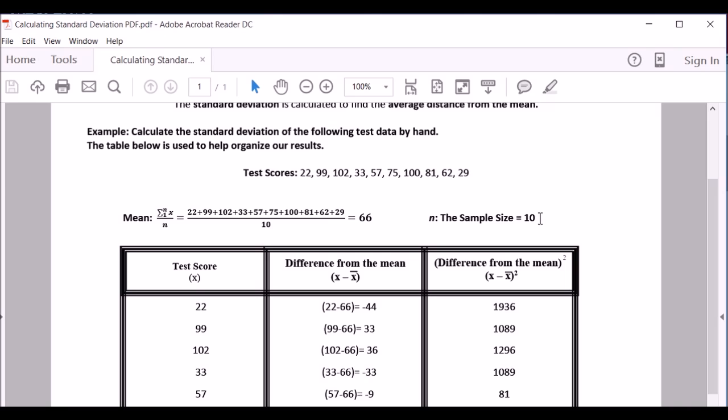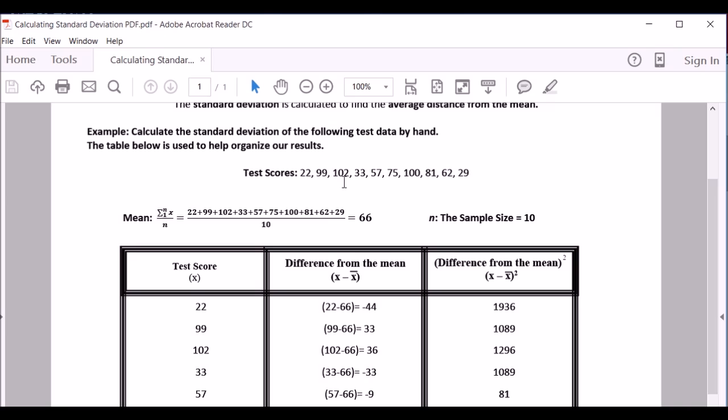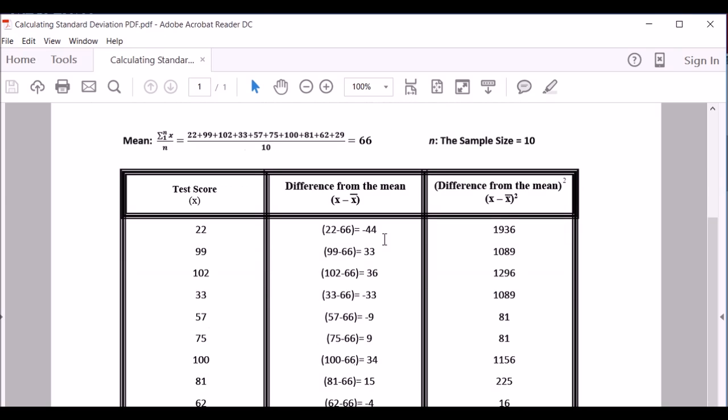I try to actually use a chart, and like I said, we're going to do this in Excel as well, so you can see how the whole process works. So we'll list out the test scores. Those are the test scores. Now, to get the standard deviation, we have to take the difference from the mean. So what I did here is I took each of these element scores and subtracted from the mean: 22 minus 66, 99 minus 66, 102 minus 66, and so on. We subtracted it all from the mean.